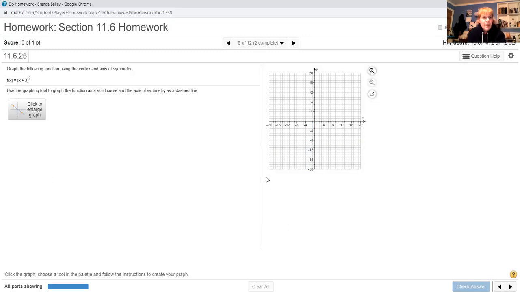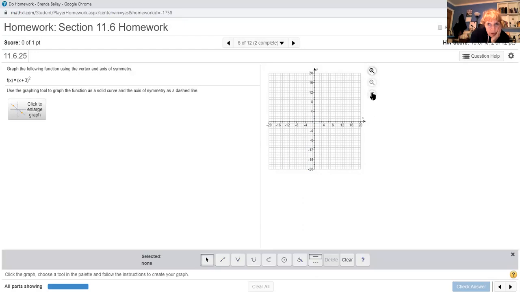Here we go. This one right here, we're going to be shifting. Okay, so you see, these really aren't taking too long, but be aware. When you get to number 5, notice the directions. Use the graphing tool to graph the function as a solid curve and the axis of symmetry. They want the axis of symmetry put in there, as a dashed line. So let's go through that. Let's use the pop-up. Makes it a little bit larger. Pop out. So I'm going to go over here.